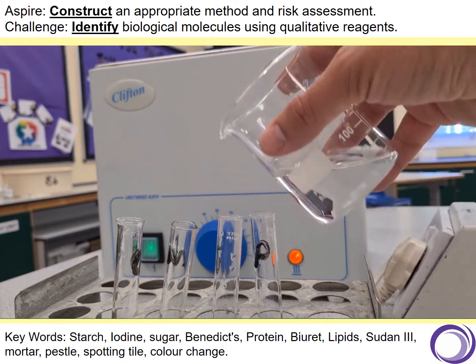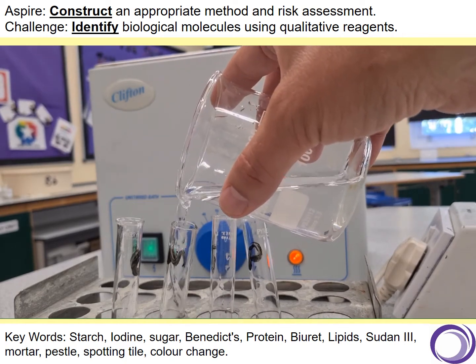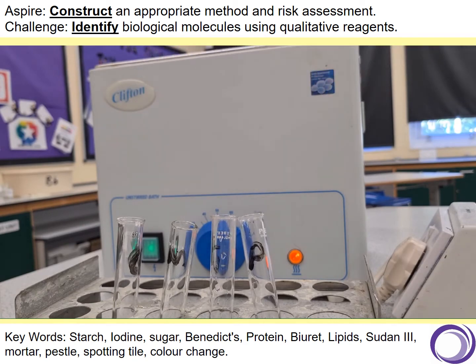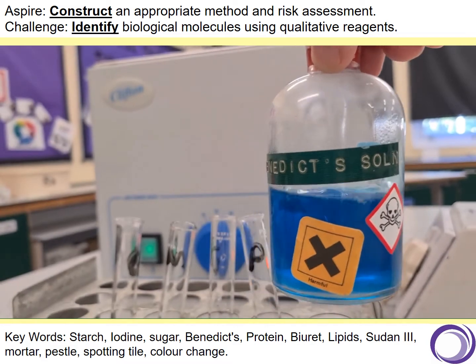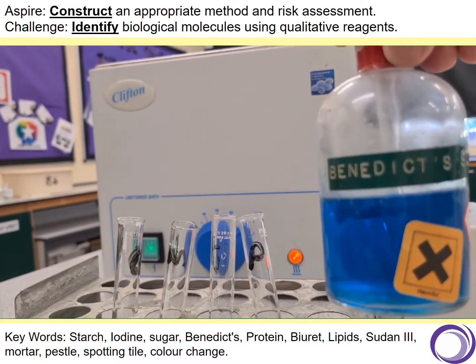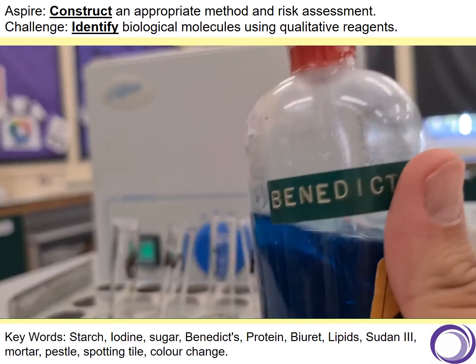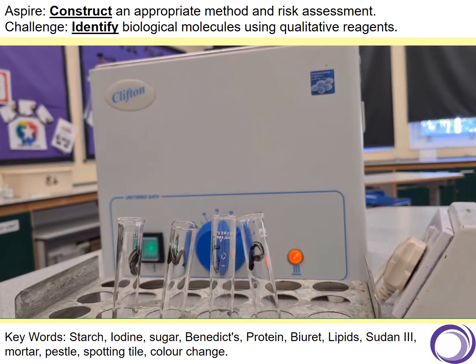So it's just to get it into a solution, because the solution that we're going to need needs this into a solution. And the solution I'm going to use is this blue solution called Benedict's solution. Okay, so I'm going to add a couple of drops of Benedict's, which is blue at this point, to each of my test tubes.